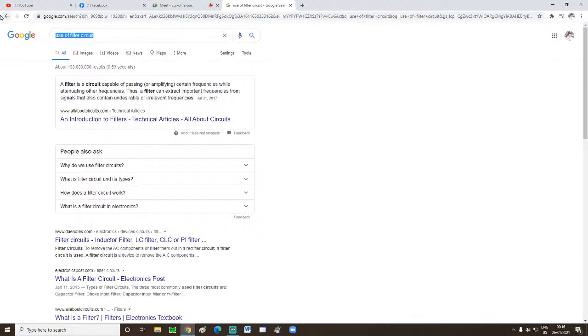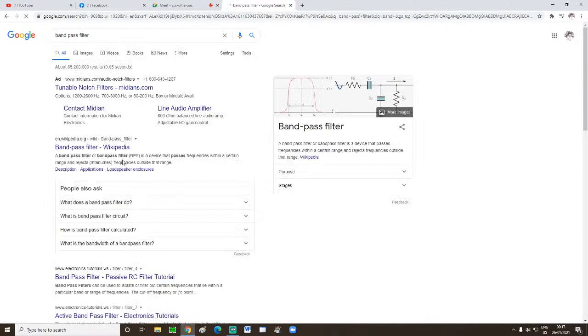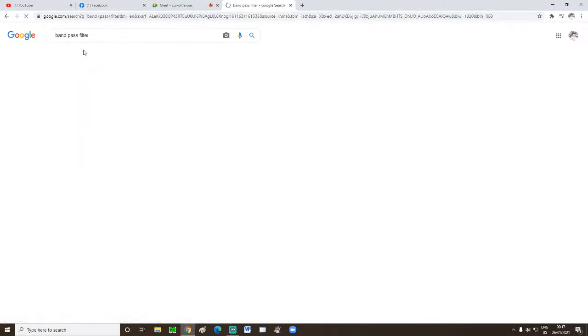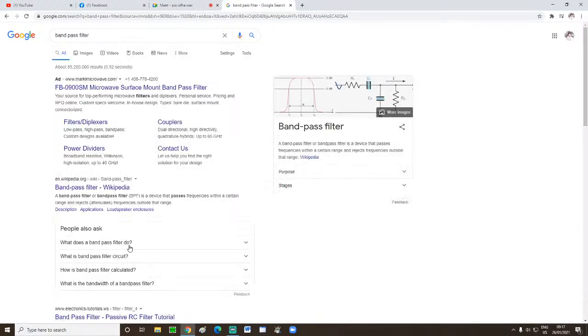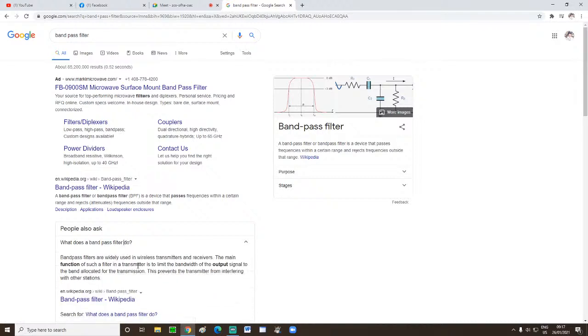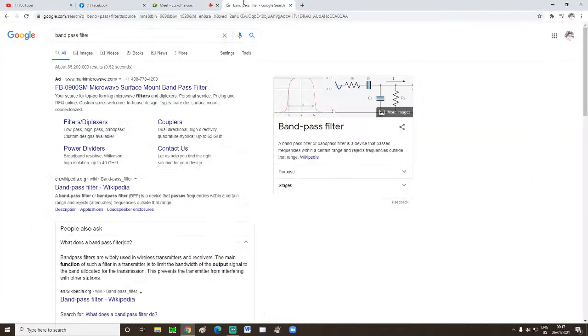Suppose band music, band show. What is a band? It passes a specific band of frequency. No, I am asking you about a band show. Band means team, group. Actually, the word band means a team, a group of something. That is a band.